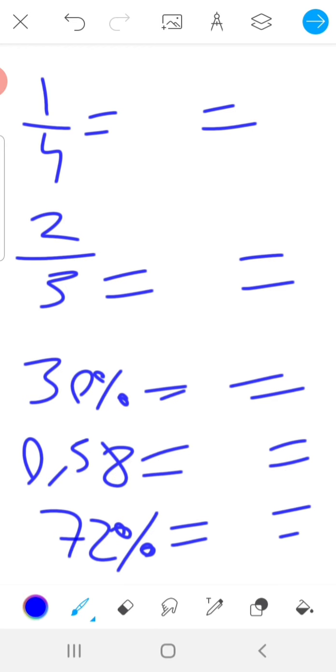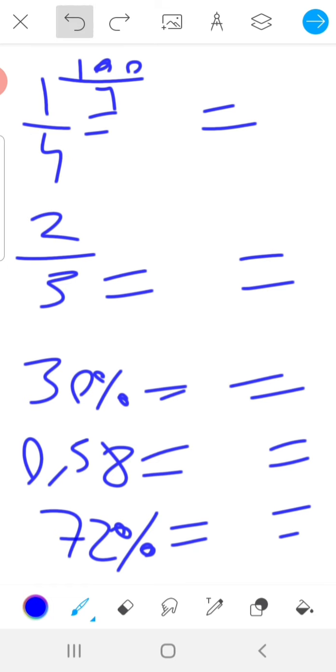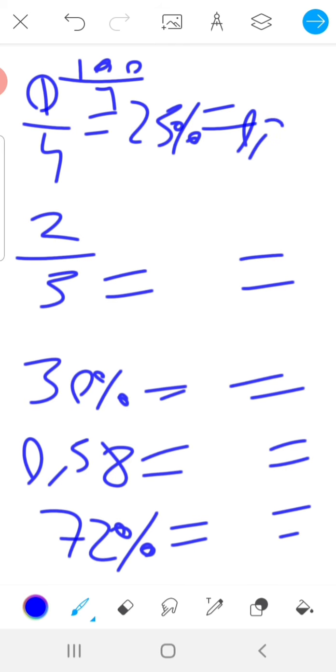Okay, so now we can go through these really quickly. So 1/4. We divide 100 by 4. You probably know this already, but to be sure, always divide 100 by 4 to get a percent, or by the total number that is here. Okay, so 100 divided by 4 is equal to 25. So that means 1 times 25, which is equal to 25%, which if we divide by 100 is equal to 0.25.